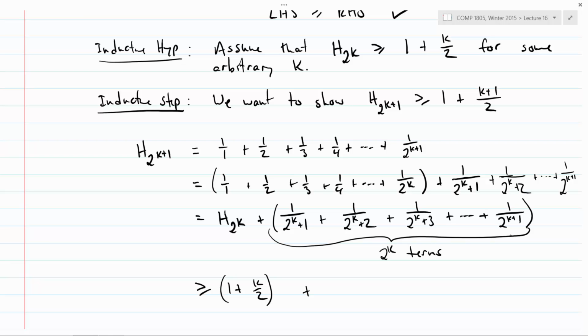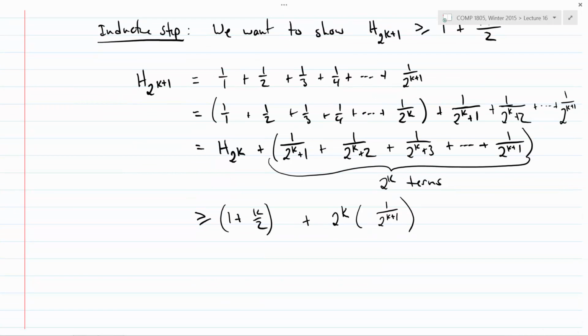So if I have a bunch of numbers, let's say I have 10 numbers, and they're all at least 5, then I know their sum has to be at least 50. Does that make sense? Okay. So that means this thing here is at least 2 to the k many terms times 1 over 2 to the k plus 1, because that's the smallest term. So let me write that out. This is the smallest term, and this is the number of terms.